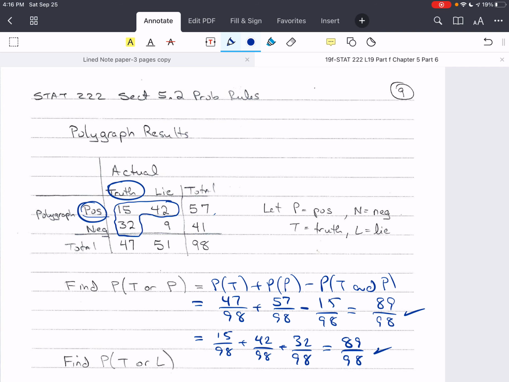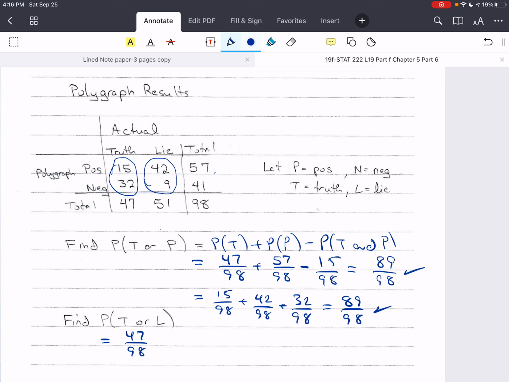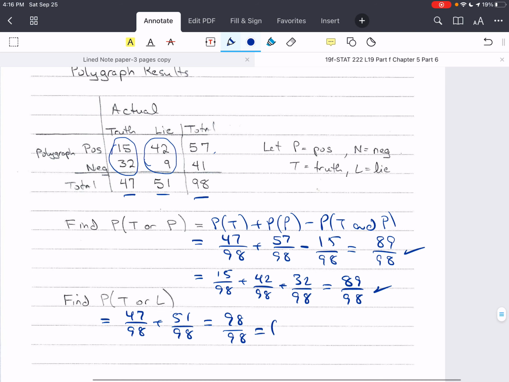So with a table, again, things are really easy. If I want the probability of T or L, T is here, L is here. They don't overlap. There's no overlap here. So I'm going to have 47 over 98 plus 51 over 98. I'm going to get 98 over 98, which is 1. So in this case, it's just the probability of T plus the probability of L because they're disjoint.